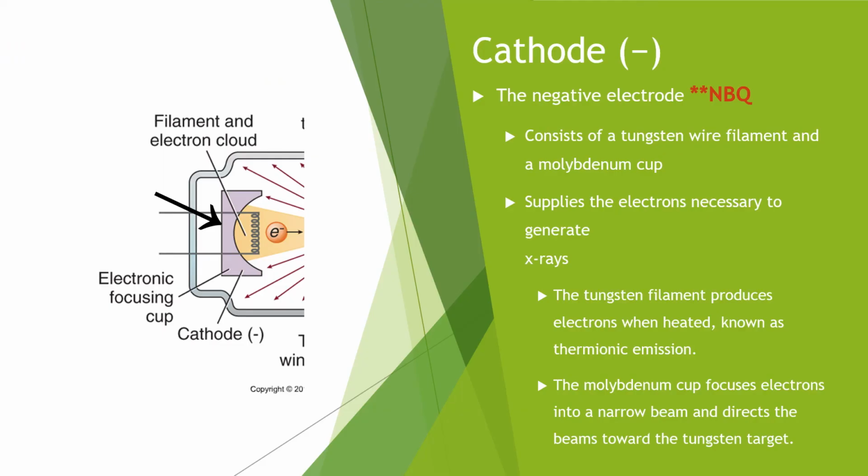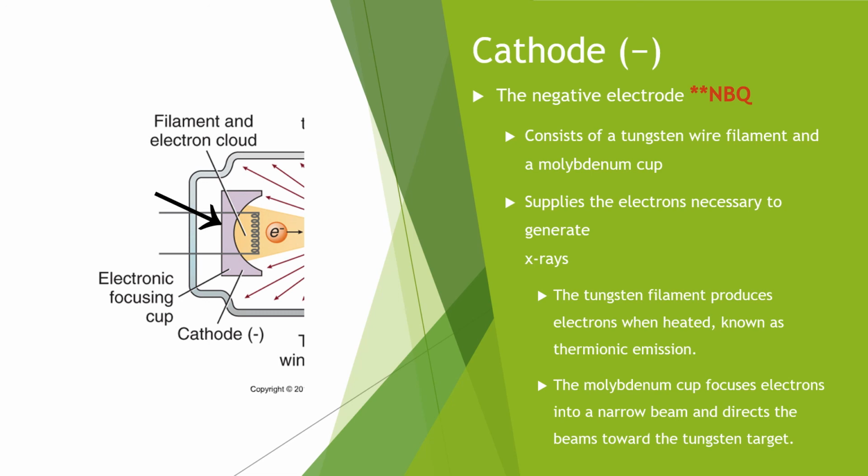Okay, so now we are at the cathode, and we are inside the tube here, that vacuum tube. This is where everything sort of begins. The cathode is negative. Okay, it's very important. That will probably be on your board exams, that the cathode is negative, and it consists of a tungsten wire filament and a molybdenum cup. If you tilt your head to the side, to the right, it looks kind of like a little skate ramp, right? That little cup. It's labeled here as the electronic focusing cup. That's also called the molybdenum cup.